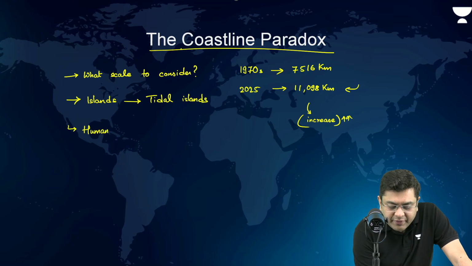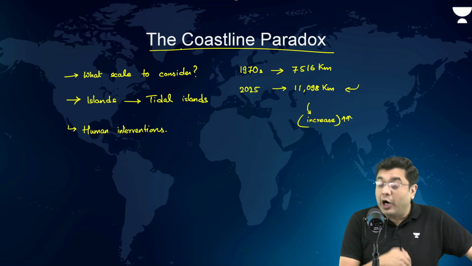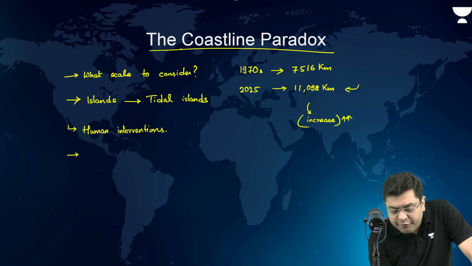The third is human interventions, because human interventions will keep on increasing. The anthropogenic constructions will keep on happening, isn't it? So, thereby, when do you update it? How periodically do you update it? And then there is the factor of coastal erosion.